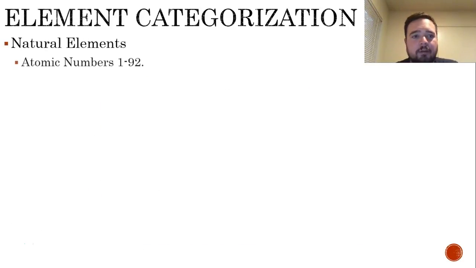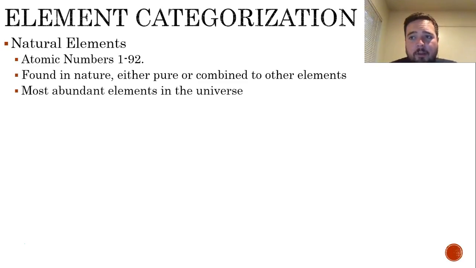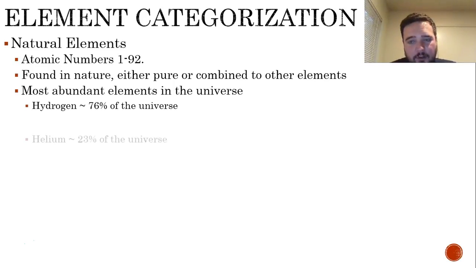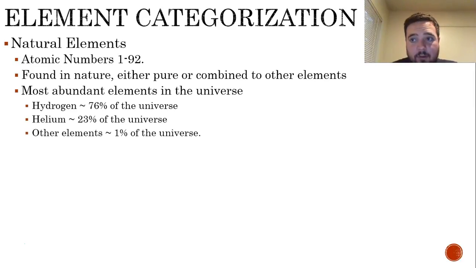So the natural elements, their atomic number is 1 through 92. They're found in nature, both pure or combined with other elements. It really depends on their reactivity. But they're the most abundant elements in the universe. 76% of the universe is hydrogen. 23% of the universe is helium, and other elements are only 1%. So a majority of the universe is only gas. So nebulas and asteroid fields and stuff like that, anything that has space dust, is very, very little in composition of actual metals themselves.